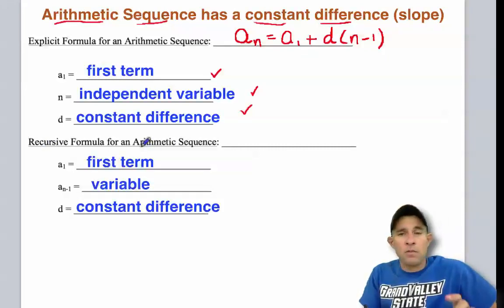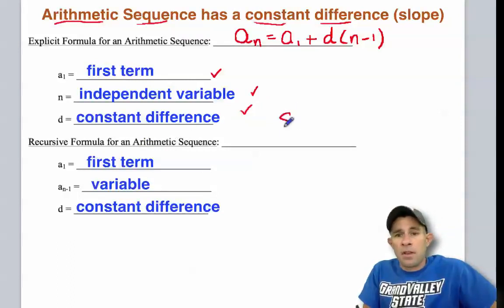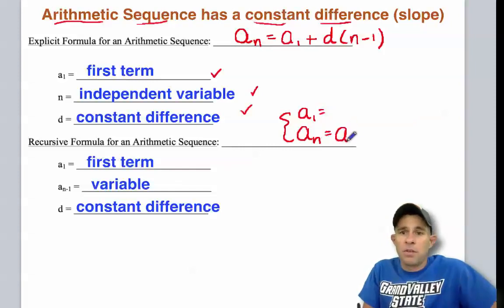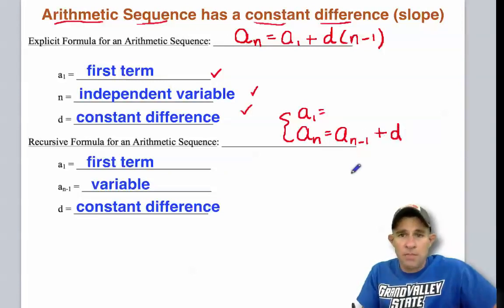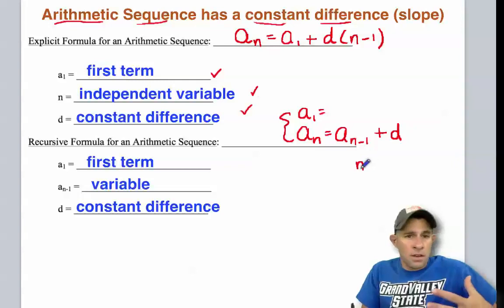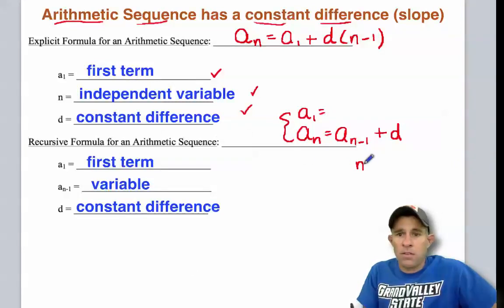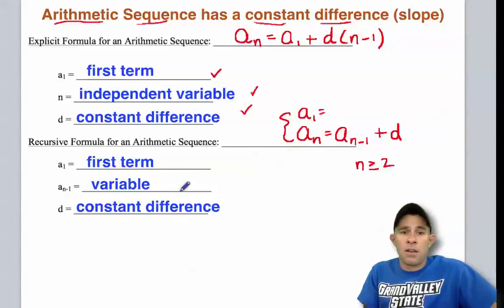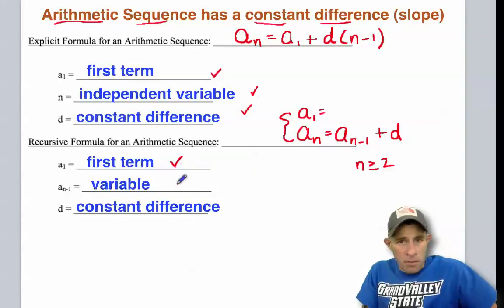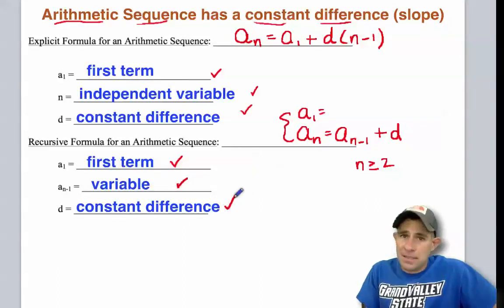The next type is recursive formula. If you remember that, it's given with a set of statements. It typically gives you the first term, such as a sub 1, and then it writes a sub n, or any term can be found by taking the previous term and adding or subtracting the constant difference to that. So again, this is a recursive formula for an arithmetic sequence, and typically we say that's for n greater than or equal to 2 because we already have been given that first term. All right, and again, we need to know the first term, a sub n minus 1 is our variable, and d is our constant difference. Let's take a look at a few examples for today.